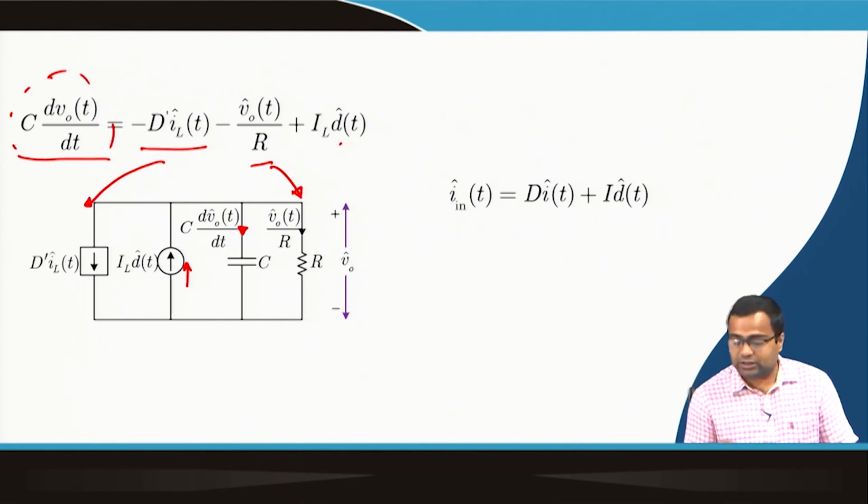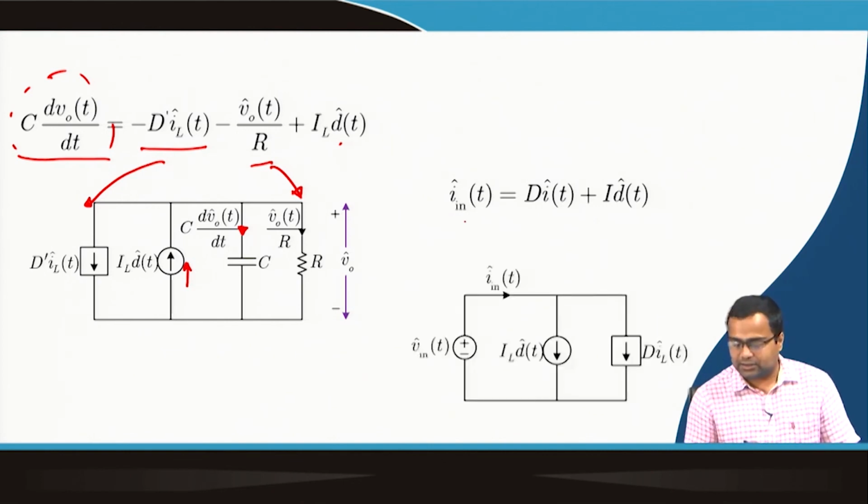And we can also draw the equivalent circuit of the input current, which consists of D times the IL perturbation, plus I times the D perturbation, which is this term. This is the average inductor current.